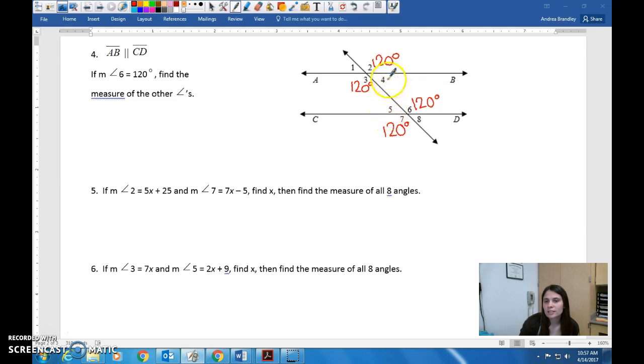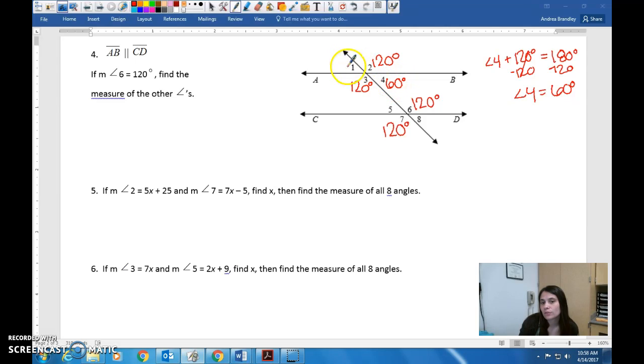And then to find, let's say, angle 4, angle 6 and angle 4 are what's called consecutive angles, and consecutive angles are supplementary. So supplementary means they add to 180 degrees. So angle 4 plus this 120 degrees add to 180 degrees. So if I just minus this 120 from both sides, then angle 4 equals 180 minus 120, which is 60 degrees. And then I can use the same logic I used earlier to find the rest of my angles.